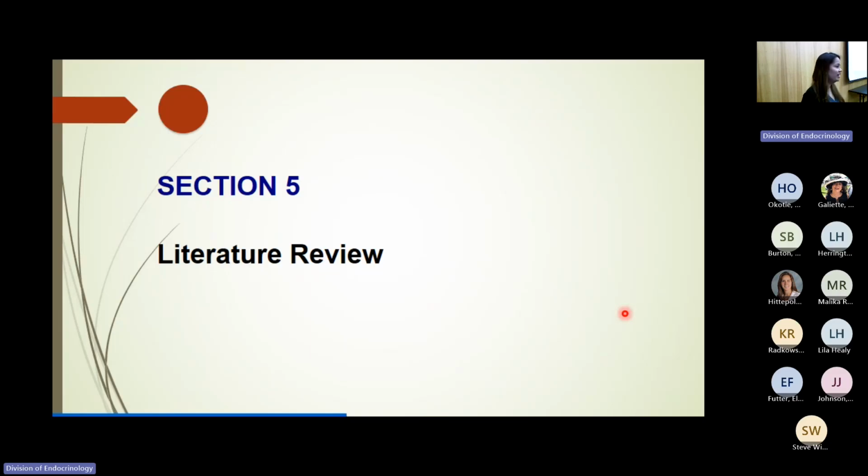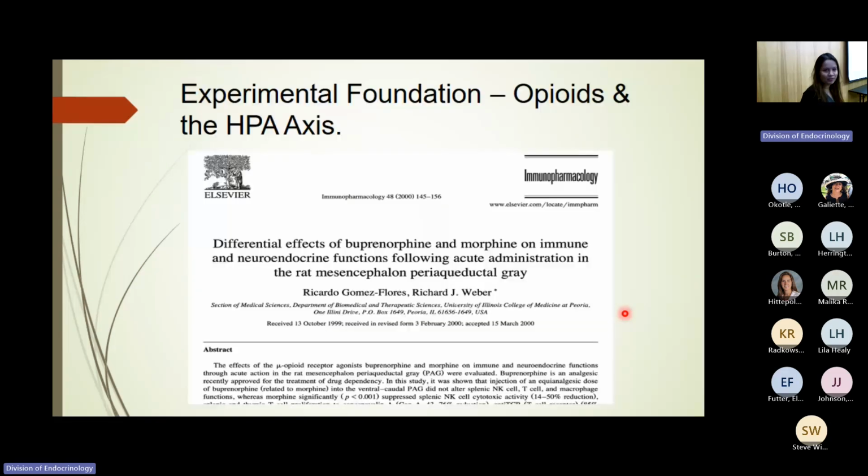I'll come to section 5 of my talk. That's the literature review. Like I said, we don't have a lot of data on this topic. I'll start from the very, very back. What I found is the experimental foundation for this, how opioids and the HPA axis are linked. This is a study that was published in 2000, talking about how animal studies were conducted on animal models and what they found. Overall, this is a very complicated study that looked at a lot of things, but I'll just focus on the areas that are of interest to us.